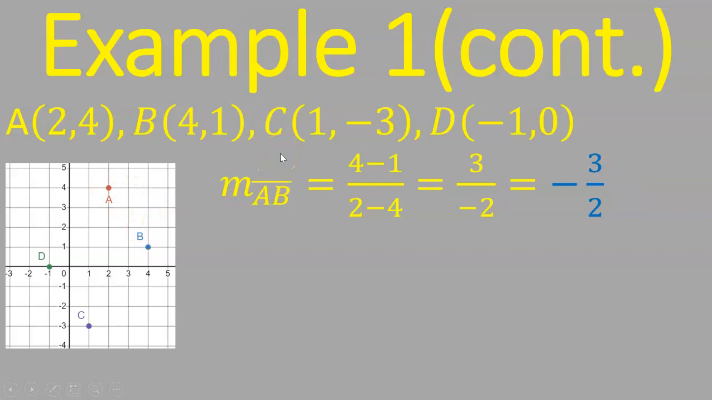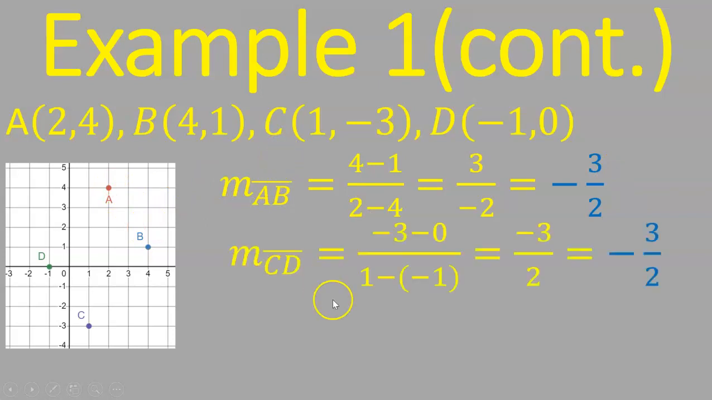The opposite side of segment AB is segment CD. And you can see the calculations here. Again, the y coordinates on top, -3 and 0. And in the same order, the x coordinates are 1 and -1. Okay, because these match, I've shown that one pair of opposite sides, segment AB and segment CD, are parallel because they have the same slope. We must also do it for the other pair of opposite sides.